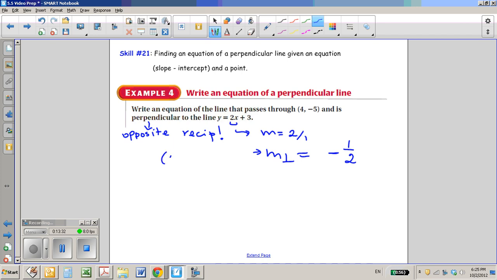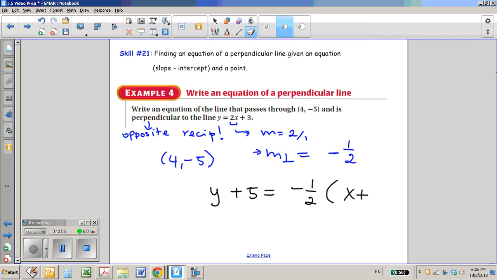And it does have to go through 4, negative 5, so I'm going to use this point. Again, notice it doesn't say what kind of equation, so what form. So if I have a point and a slope, point-slope form is the easiest form. So I'm just going to use that. So it will be y plus 5 is equal to negative 1 over 2 times x plus, just kidding, 4 is positive, so it will be x minus 4. And you're done. That's it.